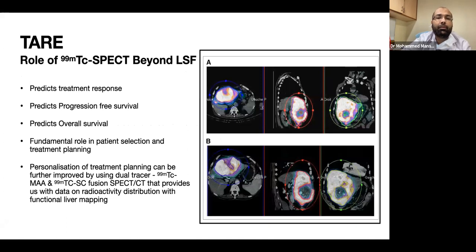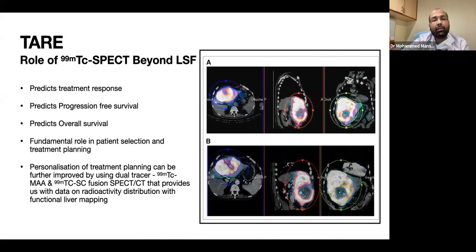And the role of SPECT, that is done before therapy, beyond estimation of liver shunt fraction, has been studied, and it has been found that it predicts the treatment response. The more tracer gets accumulated in the tumor, the better response you get, which helps in predicting the progression-free survival, the overall survival, and plays an important role in patient selection and treatment planning.